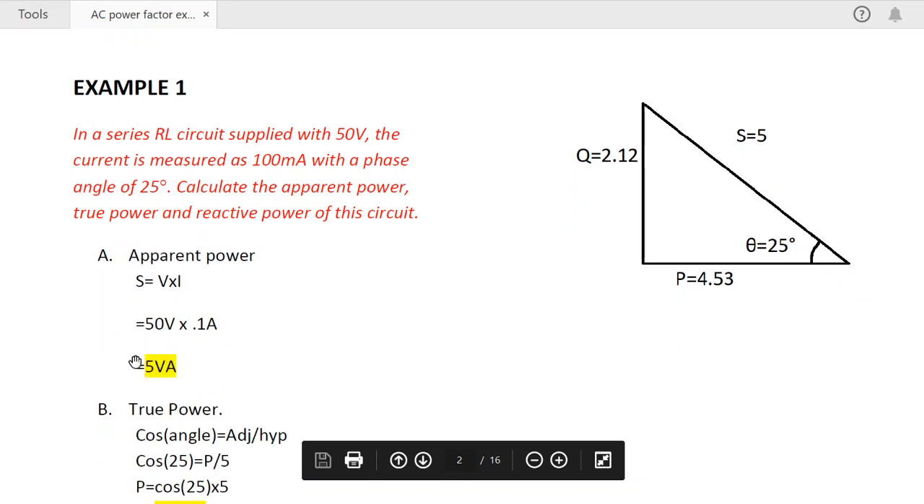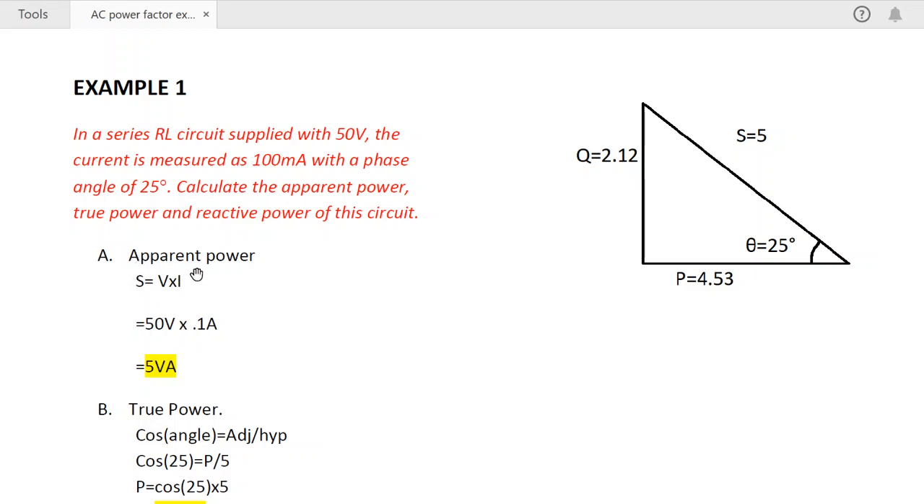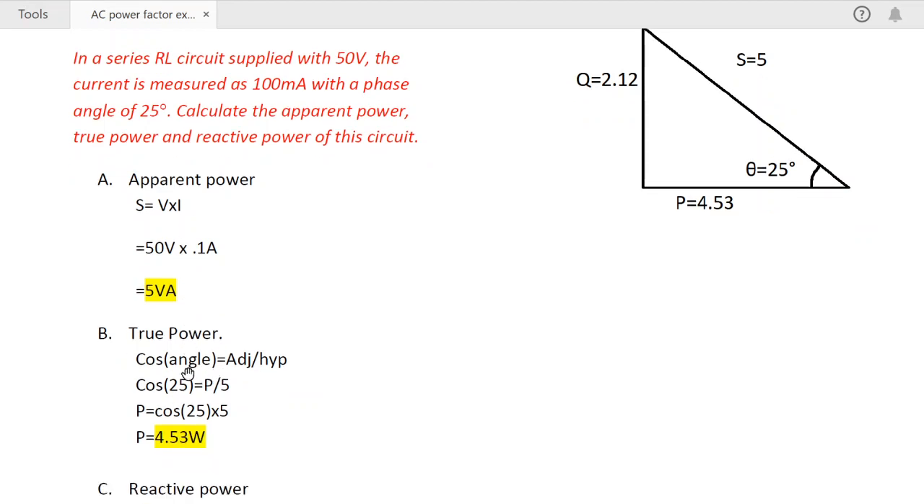Because we've got 5 volt amps, that's what we worked out as S. We don't know anything else except that angle. But with the hypotenuse and the angle, we can work out the adjacent side, and the true power is always the adjacent side. So in this case, we can use CAH, and that is, if we remember, cosine of the angle equals the adjacent over the hypotenuse.